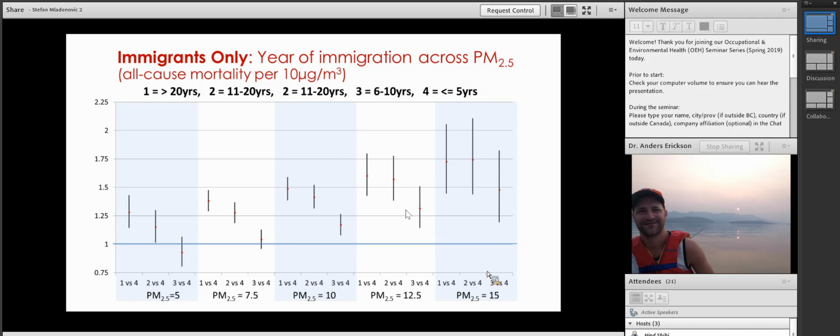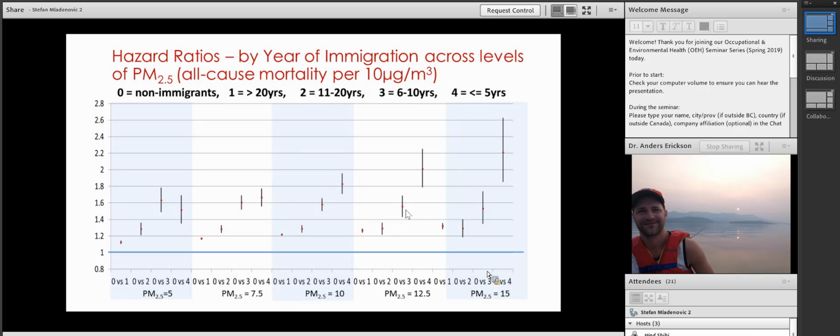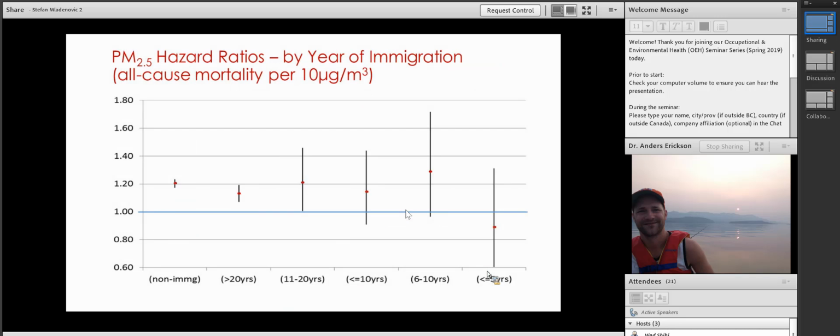In general, when you're looking across some of these other impacts of PM, what we're really seeing is that regardless of period of immigration, immigrants tend to live longer than the non-immigrant population, regardless of their exposure.